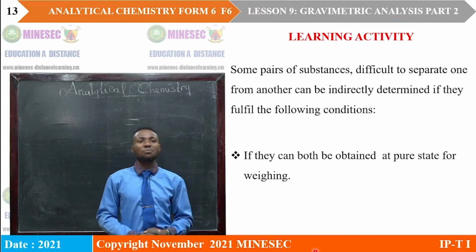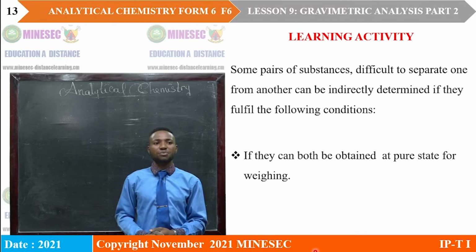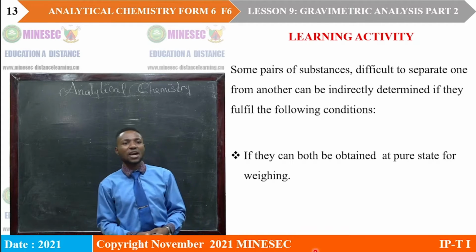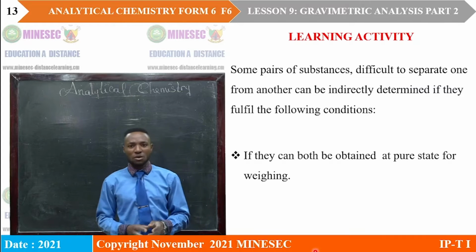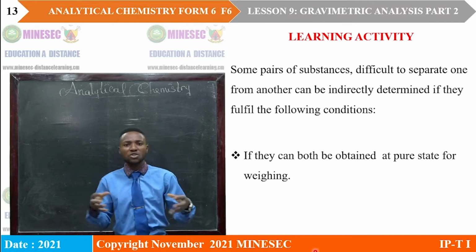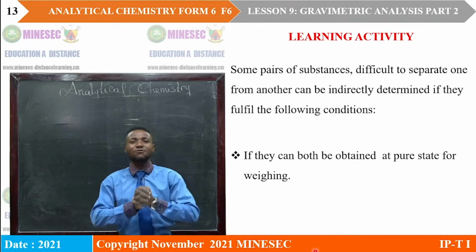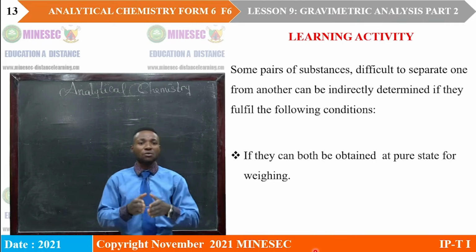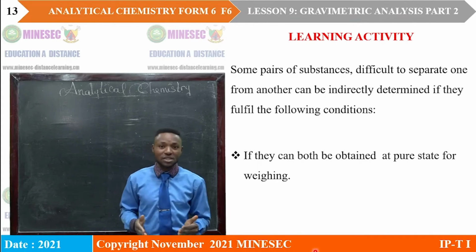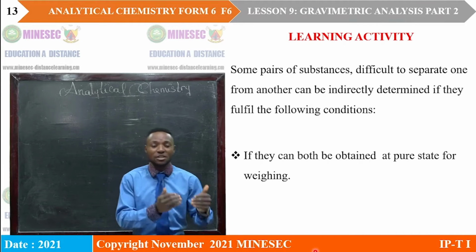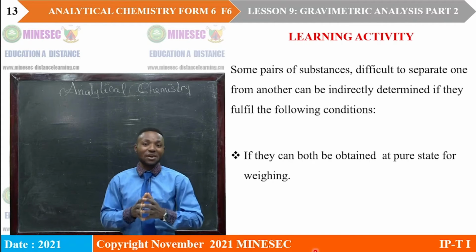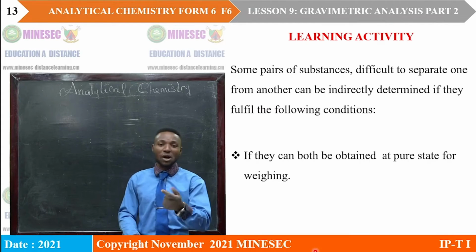We should know here that there are some pairs of substances that are difficult to separate one from the other, and that can be indirectly separated if they fulfill the following condition. They are telling us here that when you mix some substances together, it is very difficult to separate one from the other. Notwithstanding, they can be indirectly separated by fulfilling one of the following conditions.